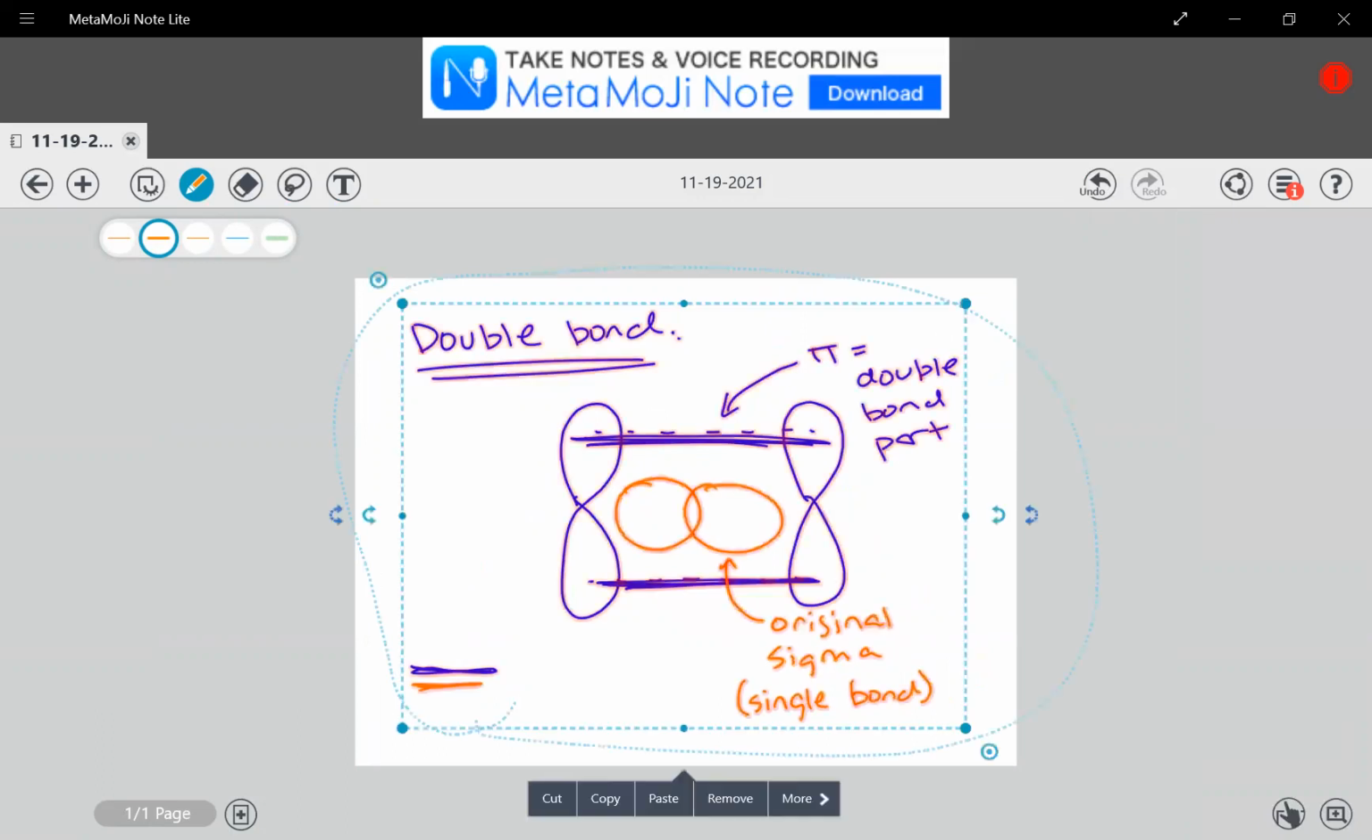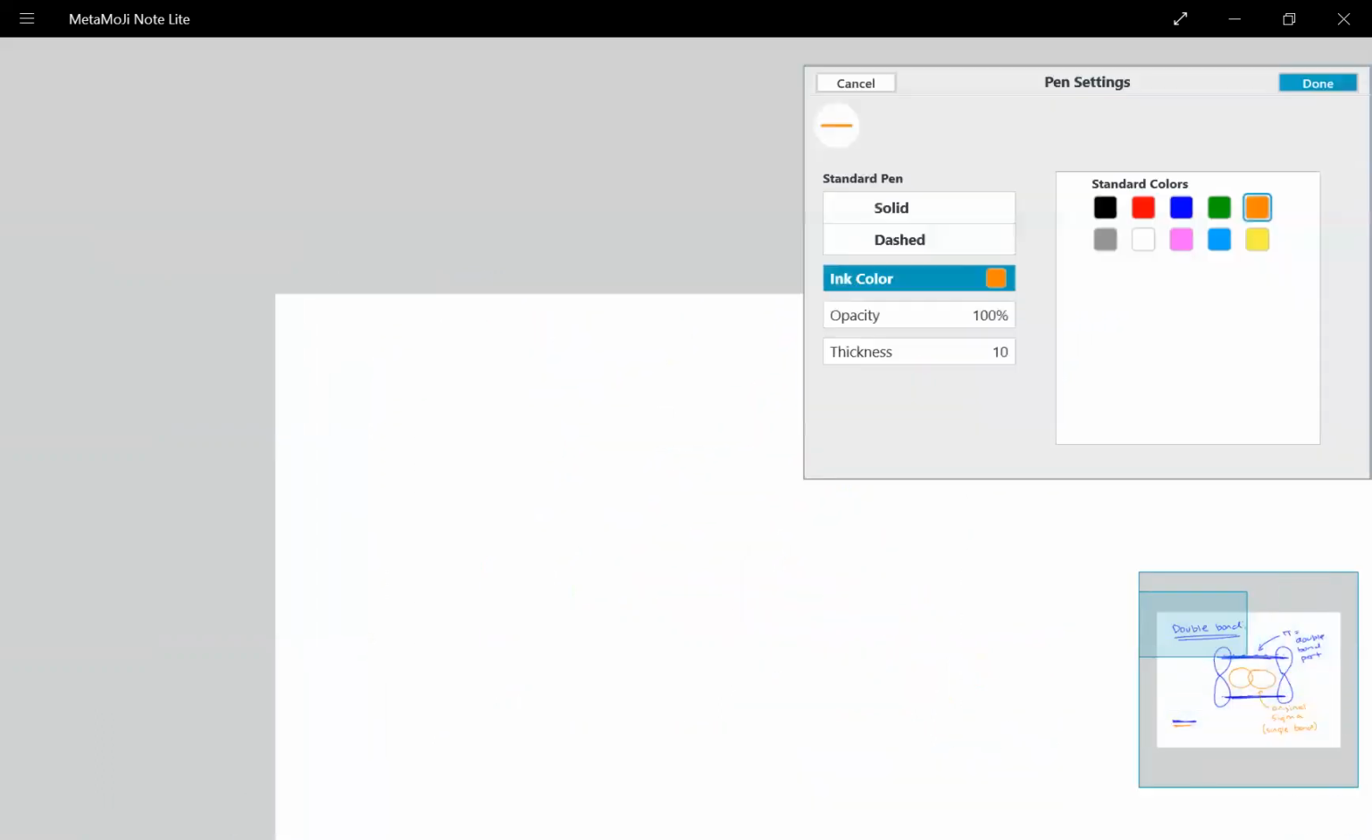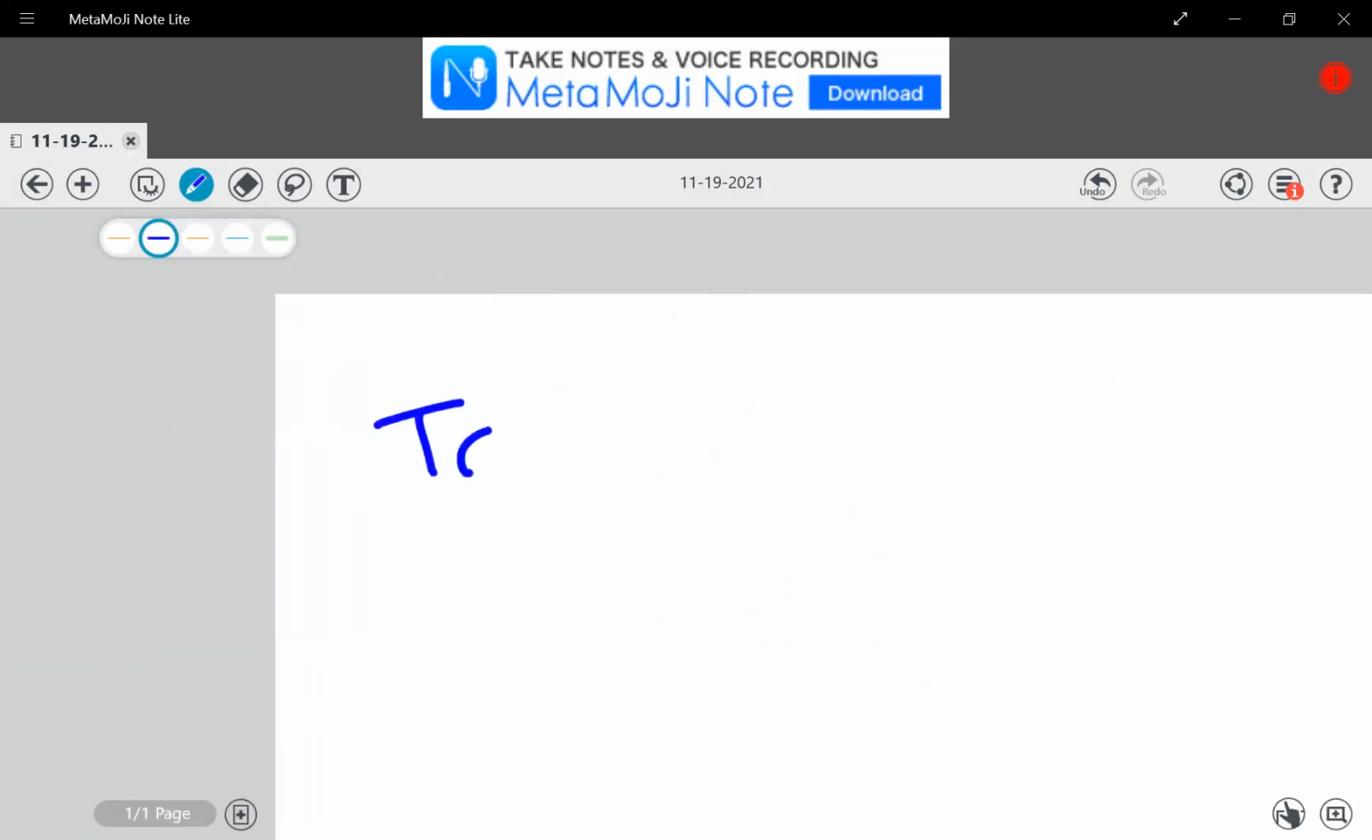Triple bonds follow pretty much a similar idea. Let's go triple.